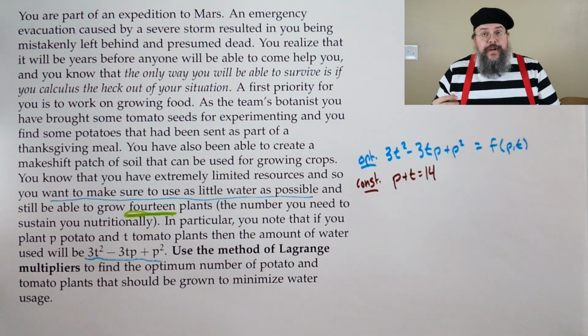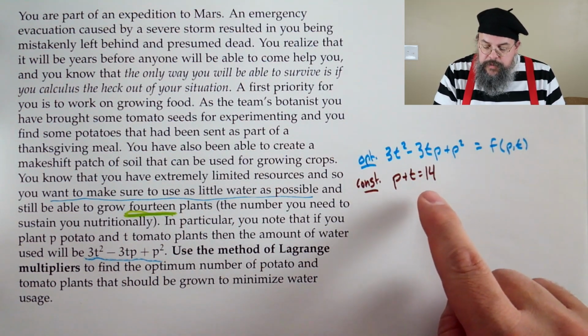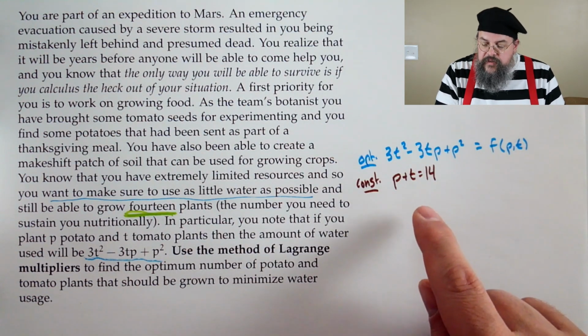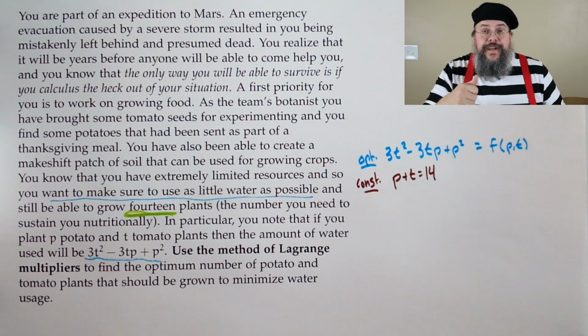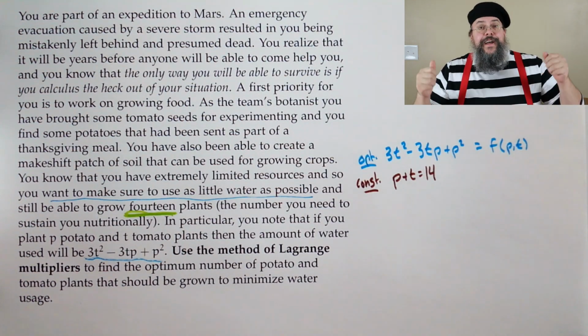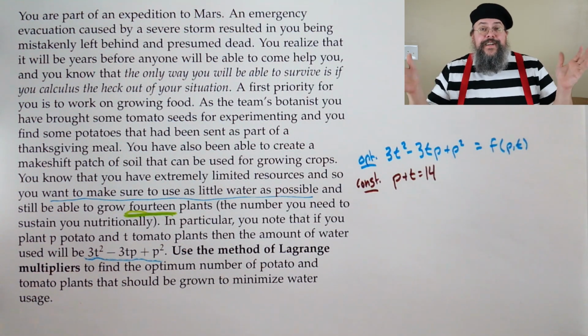Now, if you were to put on your Calc 1 hat, what would you do at this point? You would say, well, let's just do the following. Solve for one of our variables, say p equals 14 minus t, plug it in and get our optimization down to a single variable and go from there. And you'd get the right answer. You know, I'm not going to lie to you. It's going to work this time.